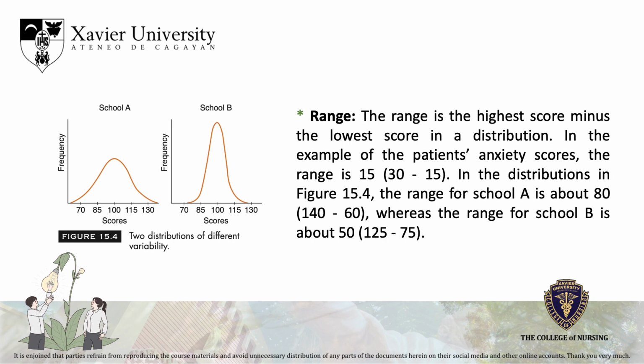So the chief virtue of the range is its ease of computation, because it is based on only two scores, no? You have your highest and the lowest score. However, the range is unstable. From sample to sample from the same population, the range tends to fluctuate considerably. Moreover, the range ignores score variations in between the two extremes. So somehow it's really unstable.